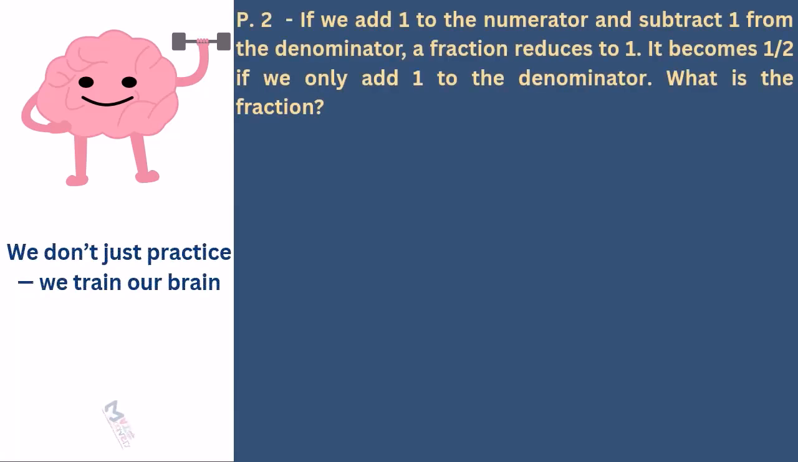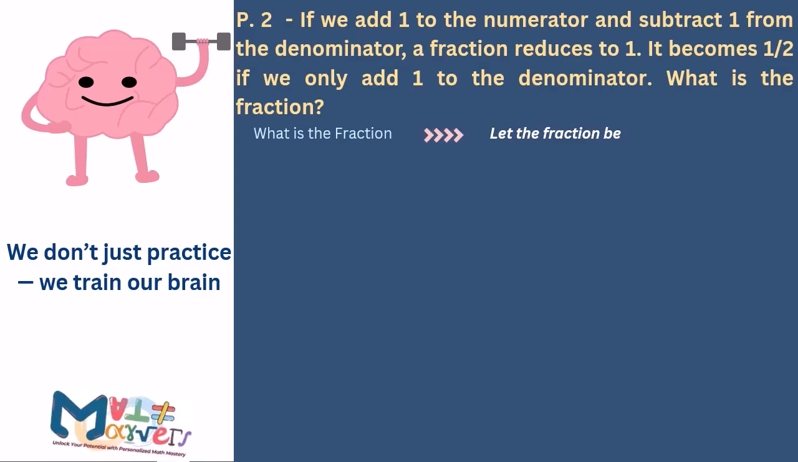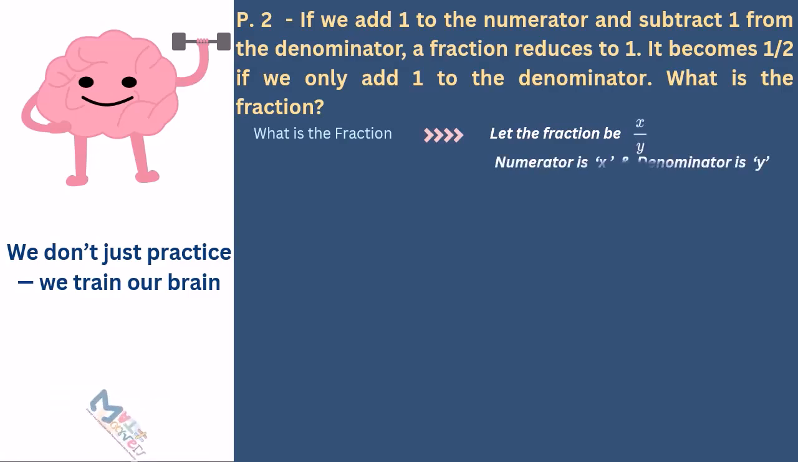Alright Math Marvels, problem 2 is here, and this one's all about fractions. The problem says, if we add 1 to the numerator and subtract 1 from the denominator, the fraction reduces to 1. It becomes 1/2 if we only add 1 to the denominator. What is the fraction? Let's study the situation. Two conditions are given, both about how the fraction changes. Next, choose your variables. Let the numerator be x and the denominator be y.